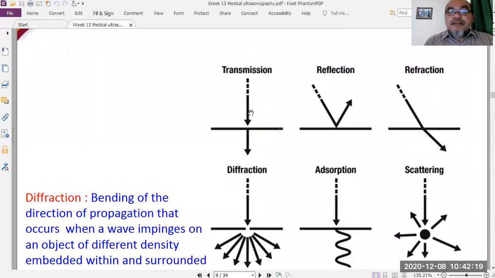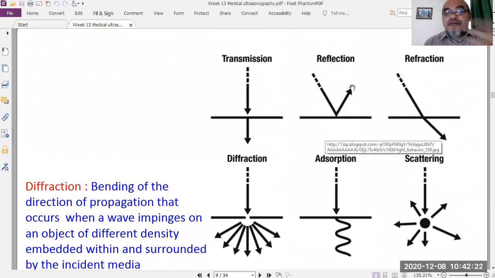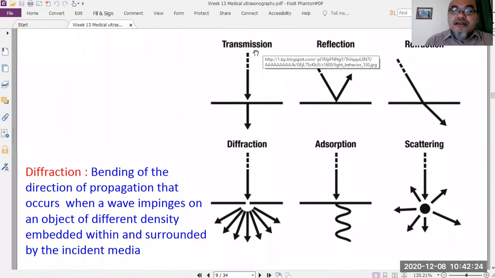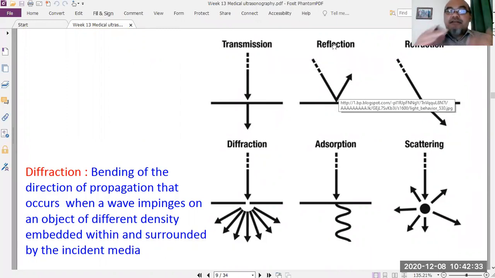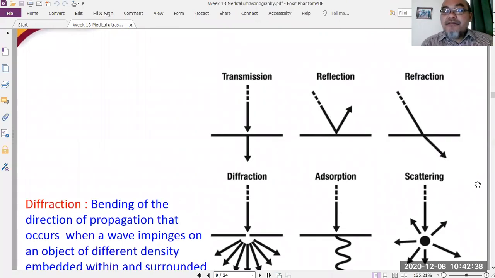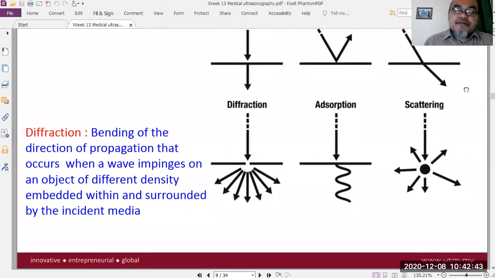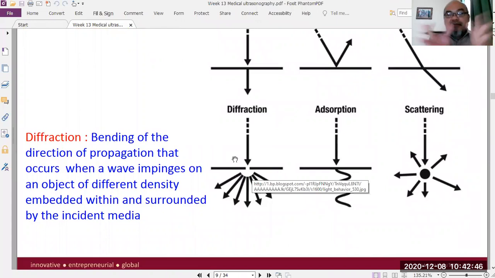So this is how the different phenomena that occur in an ultrasound wave are illustrated here. Transmission is when it still goes along the same line as the incoming wave. Reflection is when it bounces off the surface of the interface between the different media. Refraction is where it goes through the medium, but the direction is deflected. Diffraction here is where it is spreading, as if the point of interaction between the different media becomes a source itself. Yeah, this is the diffraction phenomenon.